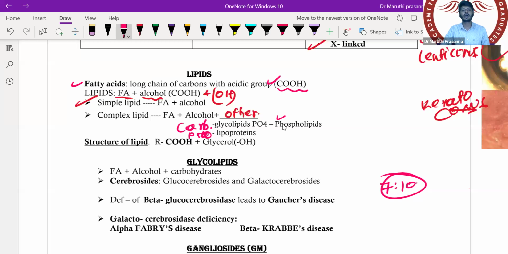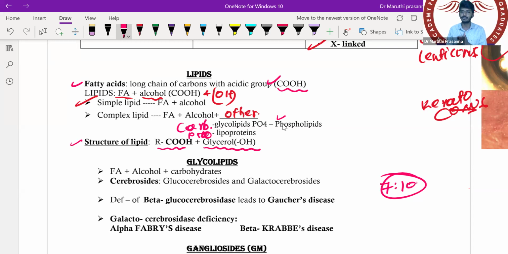When we are talking about the structure of the lipid, RCOOH, R means a long chain of carbon and COOH is the functional group. R and COOH together we call a fatty acid. Along with the fatty acid, we will have an alcohol, usually glycerol, not Glenfiddich, that is glycerol. Glycerol has the OH group. So if you add the OH group, we get a lipid. This is the structure of the lipid.